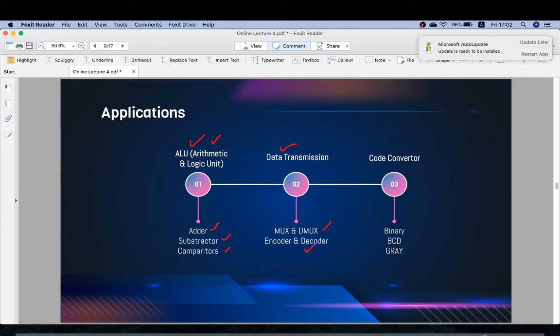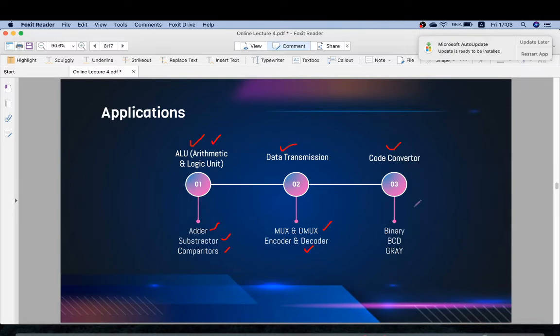Whenever there is data transmission, why do we use a multiplexer? Multiplexer is something which you can say multiplies, and demultiplexer means demultiplies. In communication, a number of communication wires, lines or channels are coming, and before we send them to the main transmission line, we use this, and on the receiving side we also use mux and demux. Encoder and decoder are also used on the receiving end and the transmitter side for the encryption and decryption of our data. The third thing is code converter.